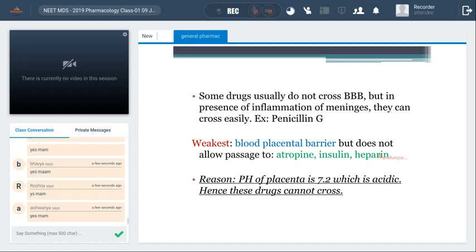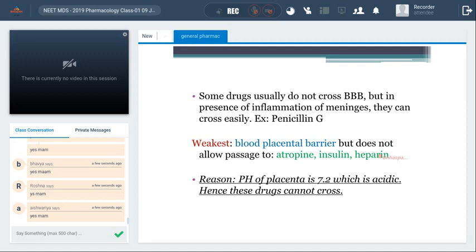But there's another barrier called the blood-placental barrier, which is a very, very weak barrier. Any drug can pass through the placenta and produce effects in the fetus. Hence, we try to avoid any drug in pregnancy unless and until indicated. For example, supplements you can leave, folic acid, iron, calcium, vitamins we give. Other than that, any drug unnecessarily is avoided because every drug passes through the placental barrier. But this also has exceptions. There are three molecules, atropine, insulin, and heparin, which do not cross through the placental barrier. Hence, these are the drugs of choice in pregnancy.